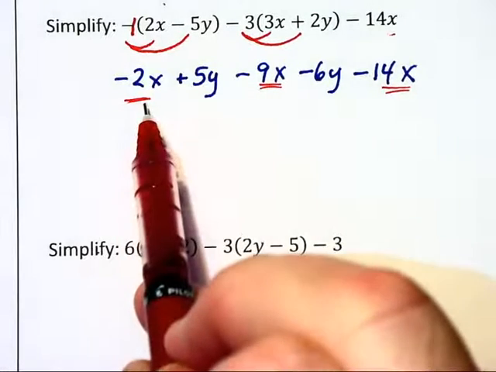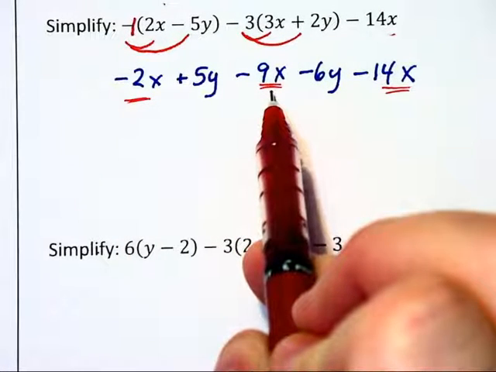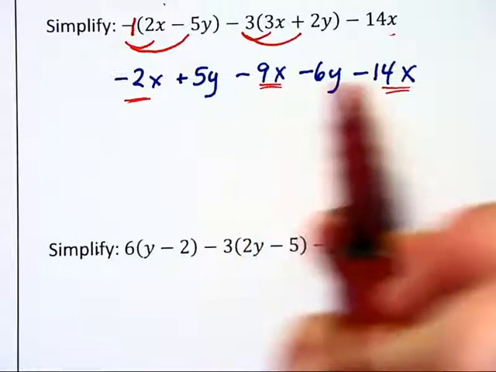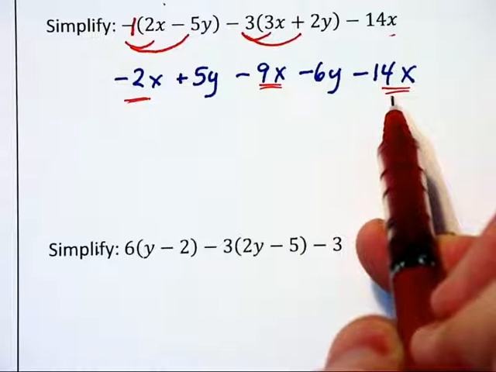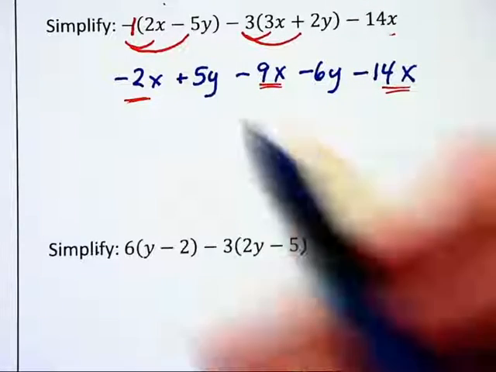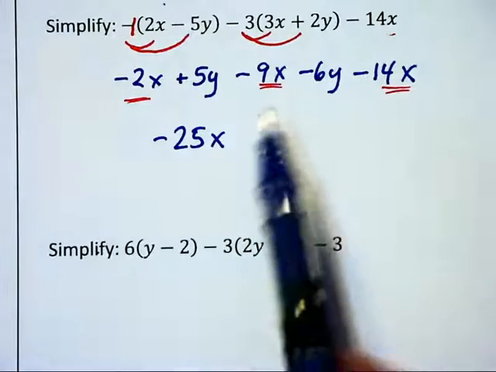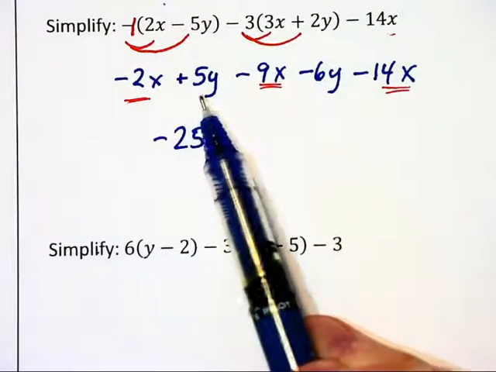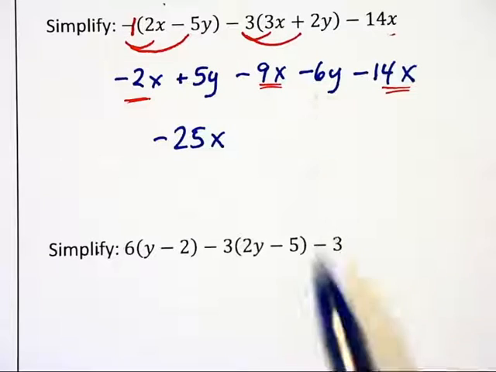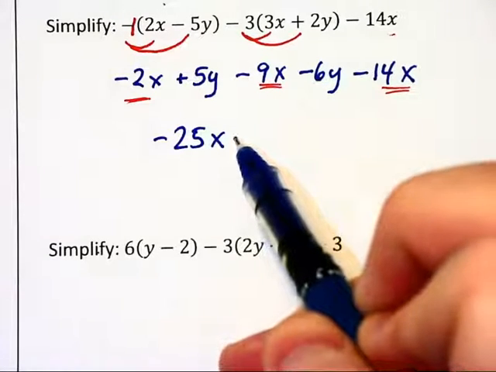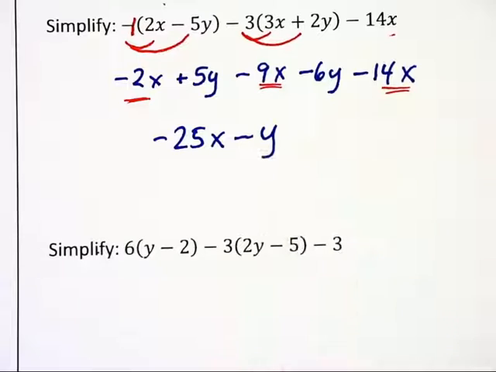So -2x plus a -9x makes -11x, and then -14x away from that brings us down to -25x. When I compare the y values, I have a +5 and a -6. There's more negativeness, so this is going to be a -1y, or just -y. I don't like to write that 1 coefficient if I don't need to.